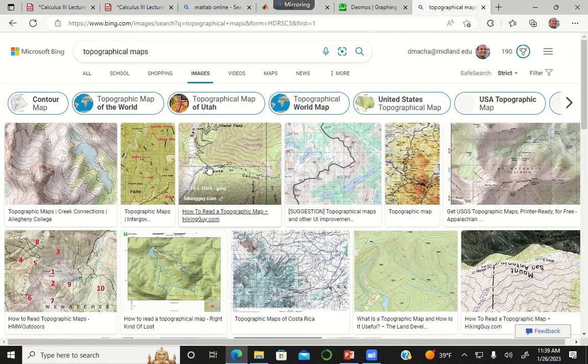So like if I search topographical map, I don't know.